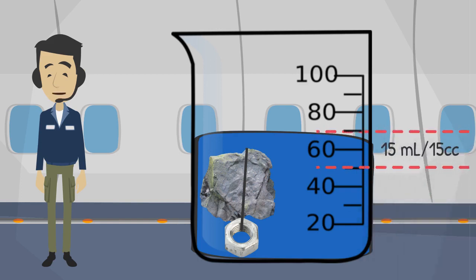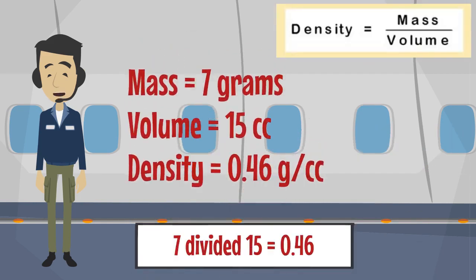So let's say that the increase is 15 milliliters, or 15 cubic centimeters, after subtracting the volume of the weight. So if density equals mass divided by volume, and our mass is 7 grams, and the volume is 15 cubic centimeters, then the density of the object is 0.46 grams per cubic centimeter.